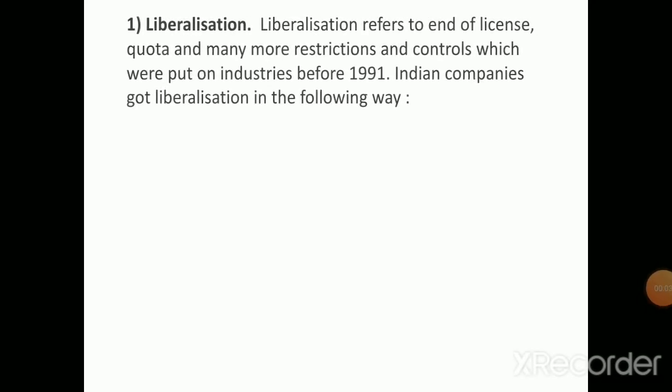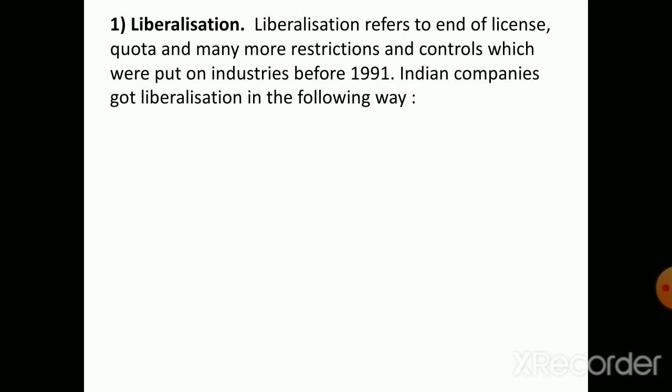So, starting with the first element, which is liberalization. Liberalization refers to the end of license, quota, and many more restrictions and controls which were put on industries before 1991. So, liberalization में क्या हुआ था? जितनी भी restrictions और जितने भी ban इंडस्ट्रीज पे लगाए गए थे 1991 से पहले, उन सब का एंड किया गया था. And Indian companies got liberalization in the following ways.